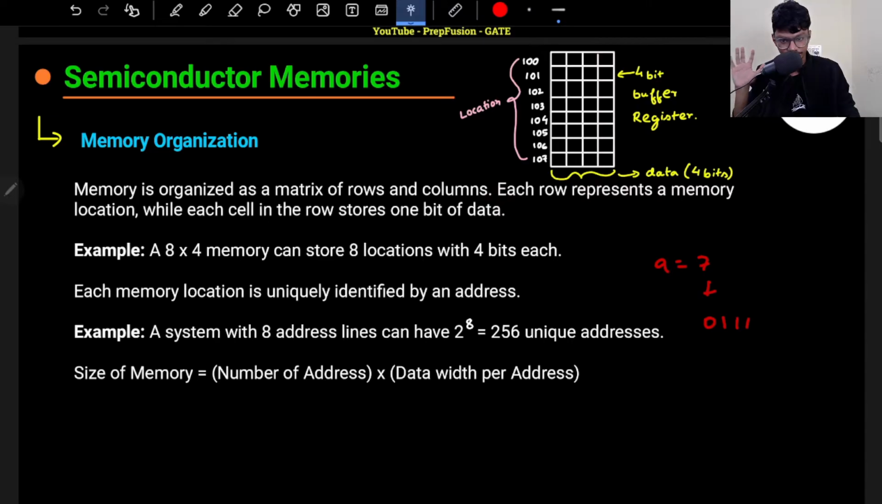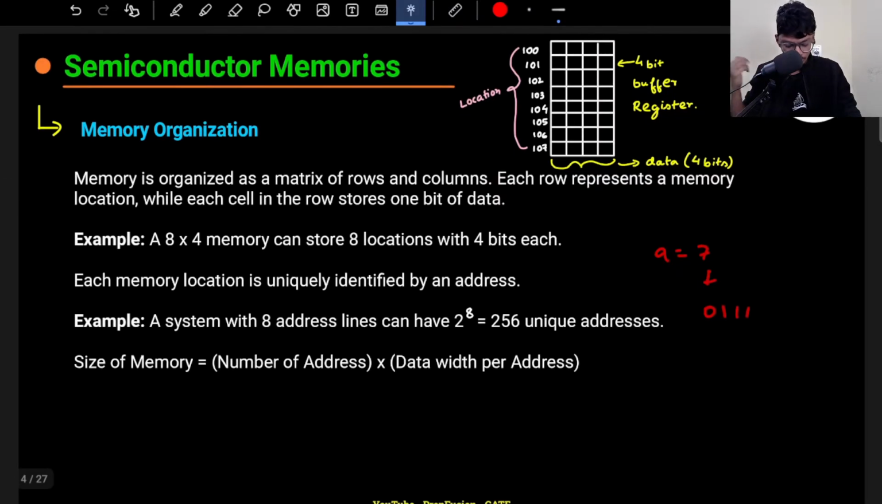This I have taught in my COA as well. Just one thing that we need to understand is how many address lines I will require to store n bit data. Generally they give it in this format: an 8x4 memory can store 8 locations with 4 bits each. So what does 8x4 mean? 8x4 means basically I have 8 locations, and the last number, 4, means each location can store 4 bits of data. That is the meaning of the term 8x4 memory.